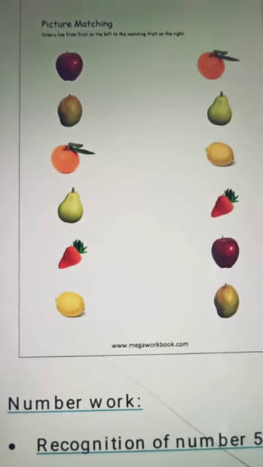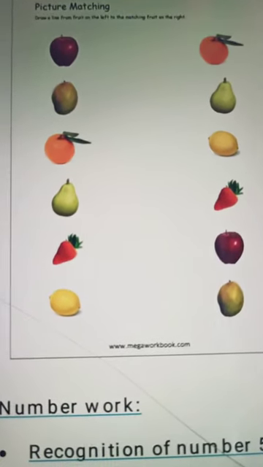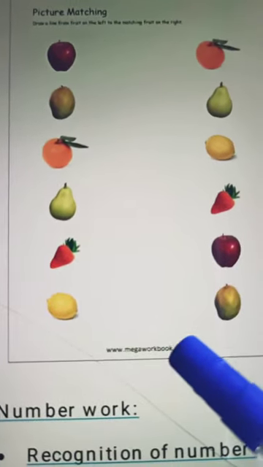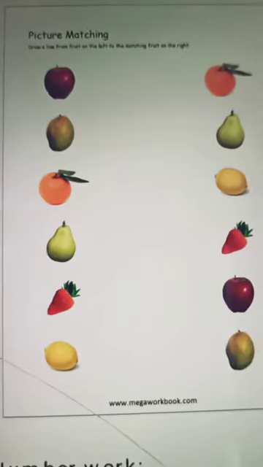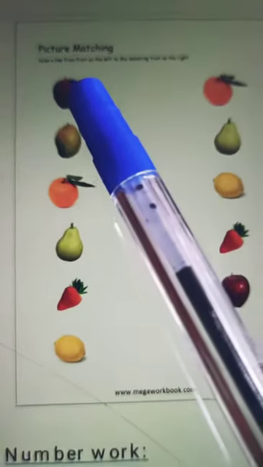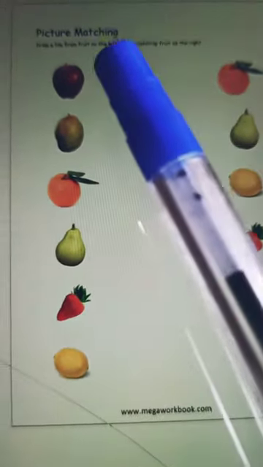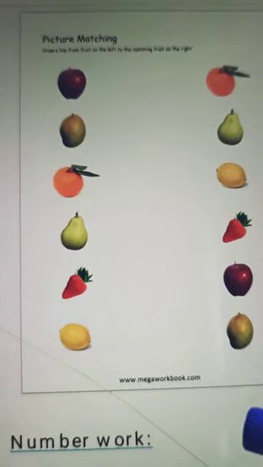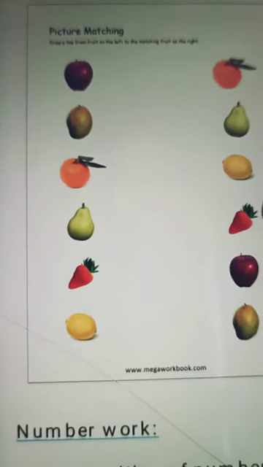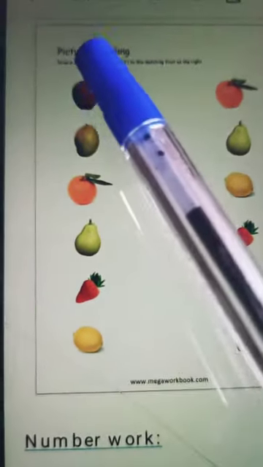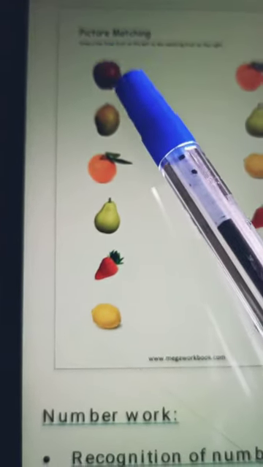Next, what do we have, children? You all can recognize fruit names as we have learned in the previous assignment. This is picture matching. So, at first you will tell me the name of the fruit. Which fruit is this? This is an apple. We will find the apple over here. Where is the other apple? Here we have the other apple. So what will you do? You will draw one slanting line and match it with the apple.